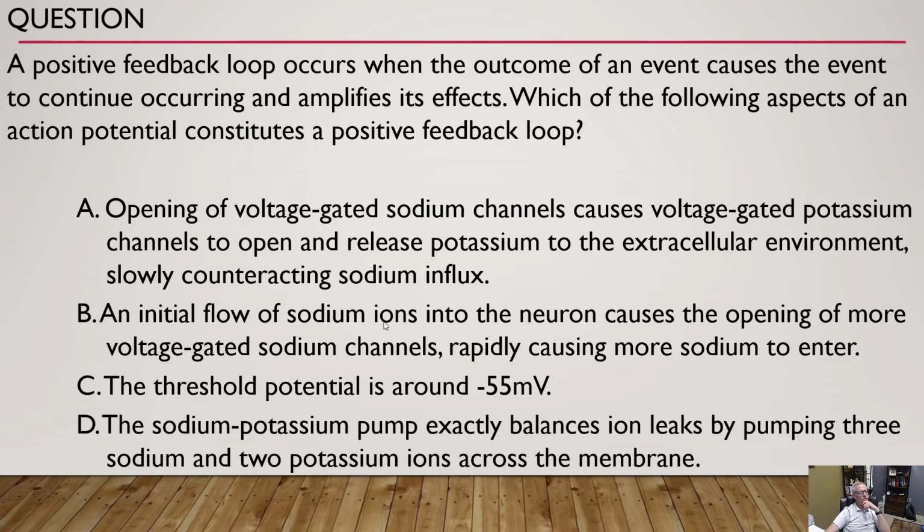B: Initial flow of sodium ions into the neuron causes the opening of more voltage-gated sodium channels, rapidly causing more sodium to enter. C: The threshold is around -55. D: Sodium potassium pump exactly balances ion leaks by pumping 3 sodiums and 2 potassium ions across the cell membrane. So positive feedback means that we're making it worse, worse, and worse, and worse in hopes that we reset it.